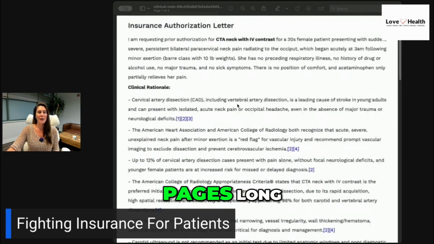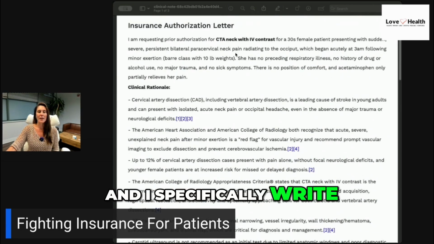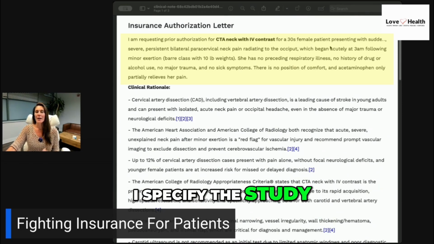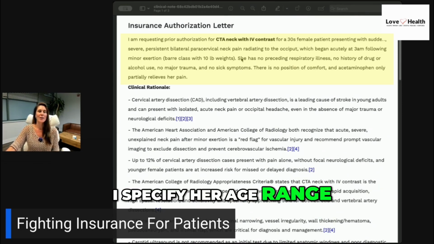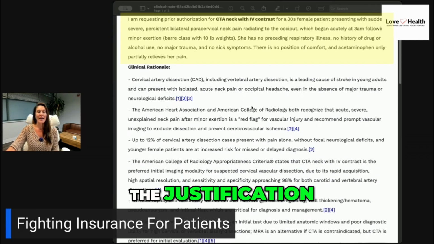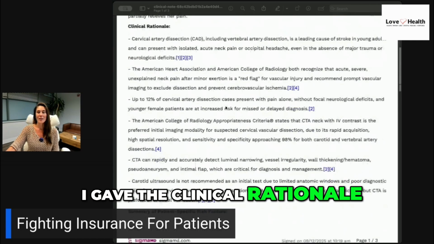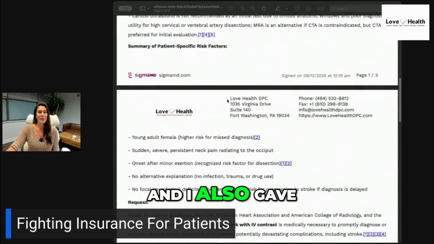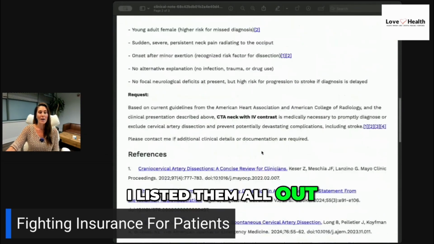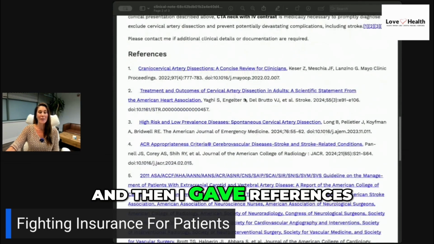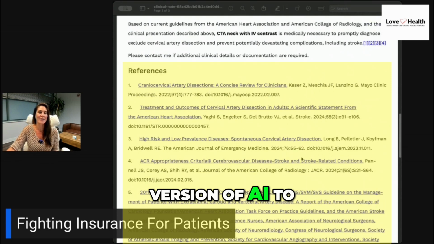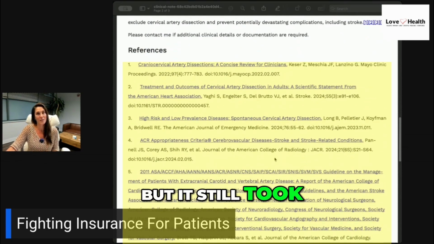It's actually a few pages long, and I specifically write in here, I'm requesting prior authorization. I specify the study, I specify her age range, I specify why she needs the study, the justification, I gave the clinical rationale, and I also gave the specific risk factors. I listed them all out, I listed the request again, and then I gave references. And yes, I used a HIPAA-compliant version of AI to help me with this, but it still took some time.